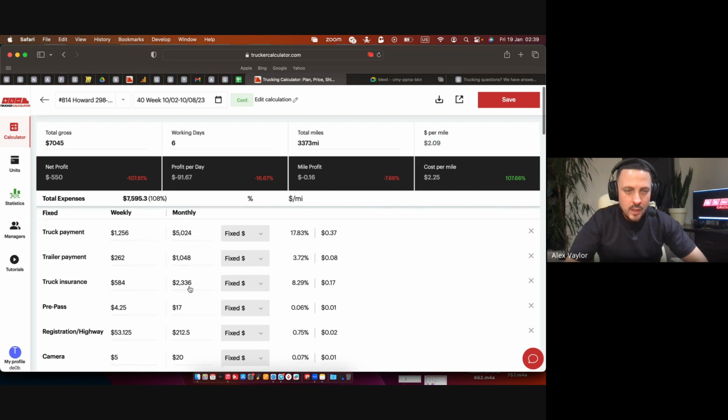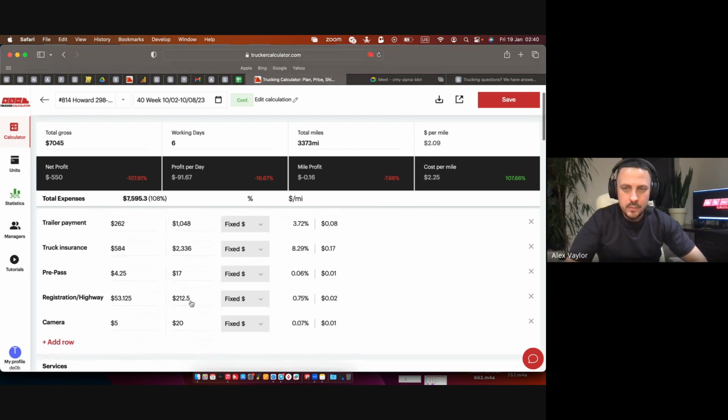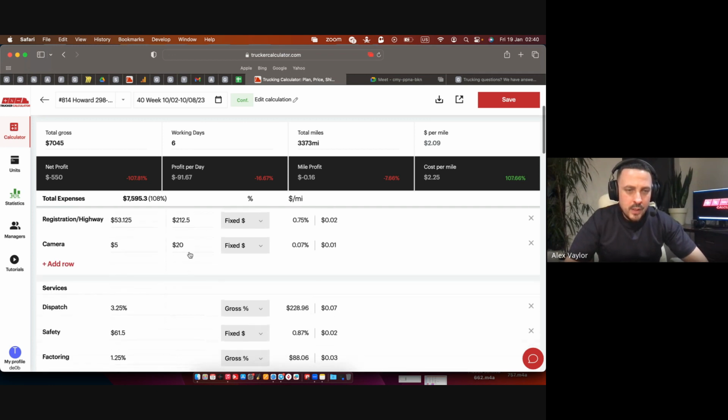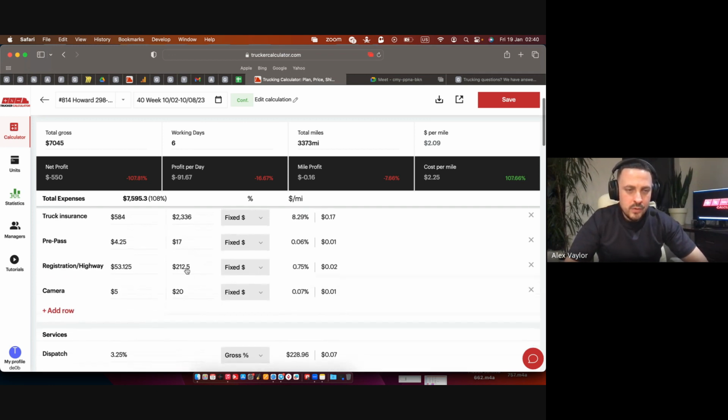Truck insurance is 2,300. I would say this is all the insurance, cargo liability, truck, trailer, all of that, right, Vlad? Yes, it is. So that's an average rate. Pre-pass is okay. Highway registration. All of these are actually average expenses on the market.